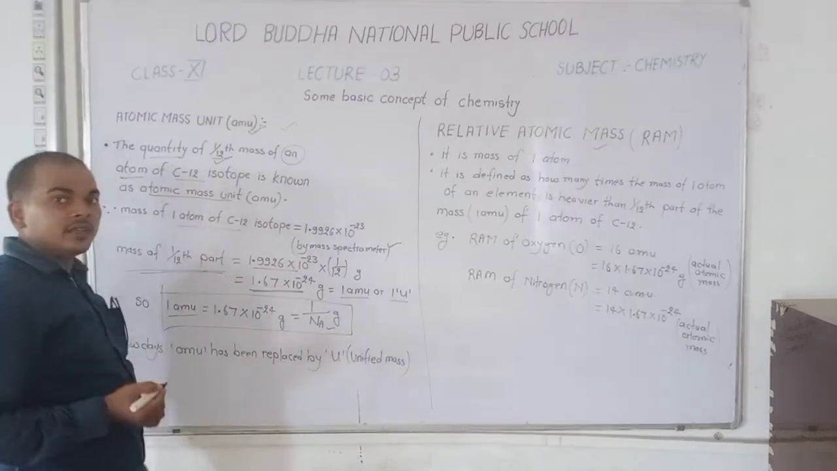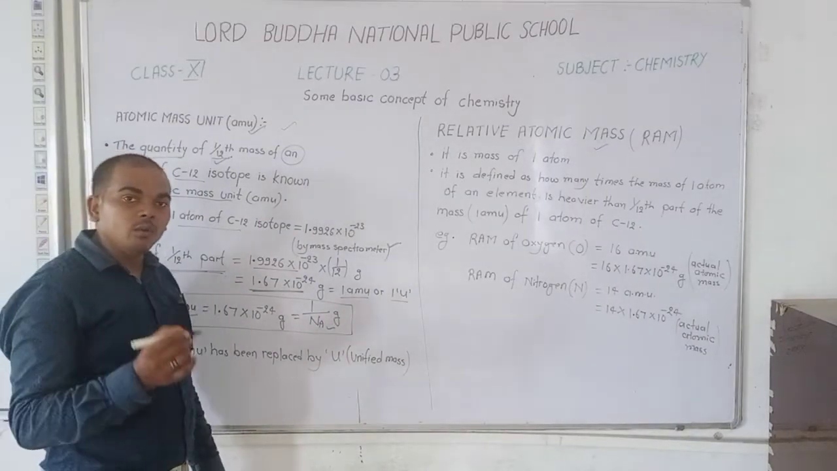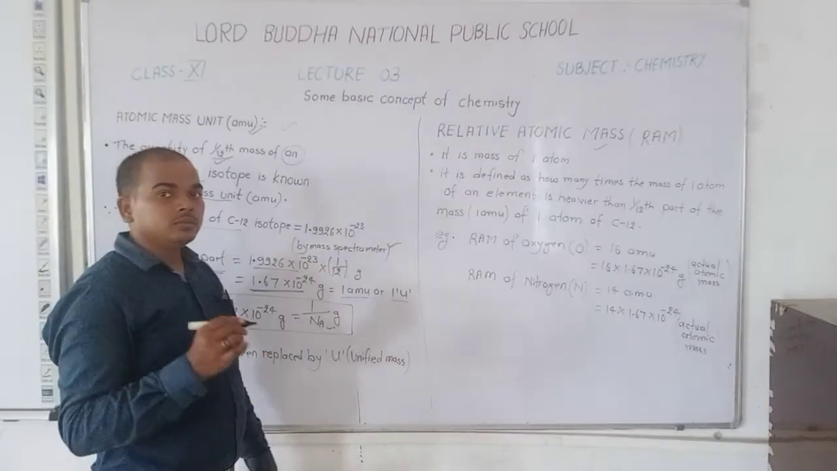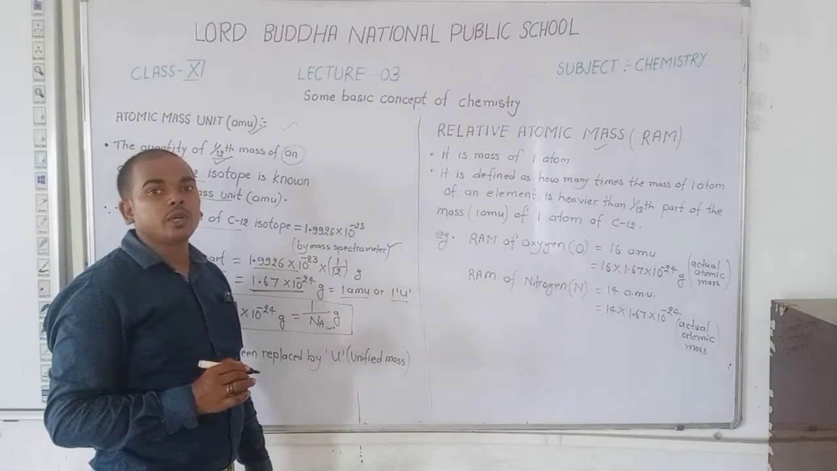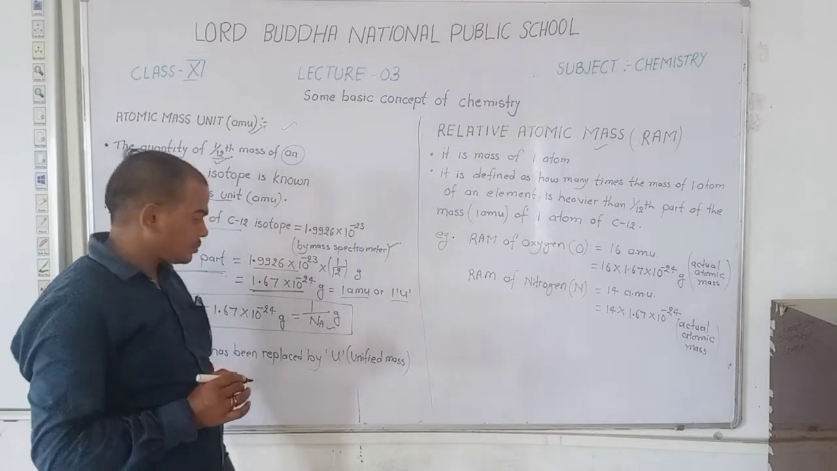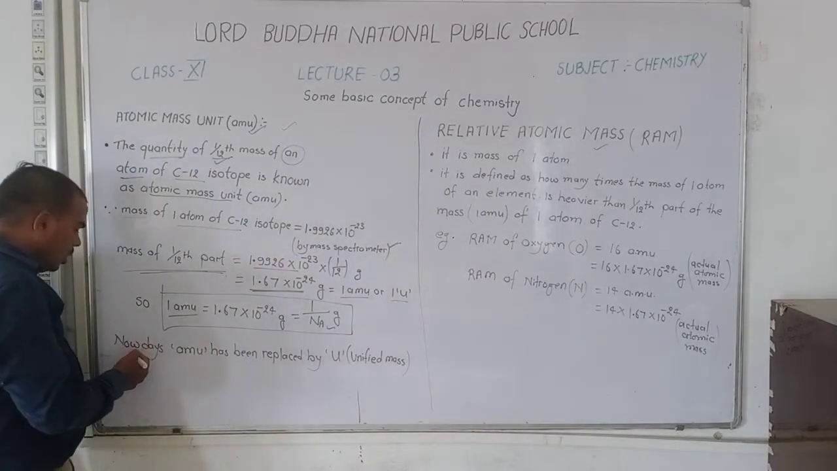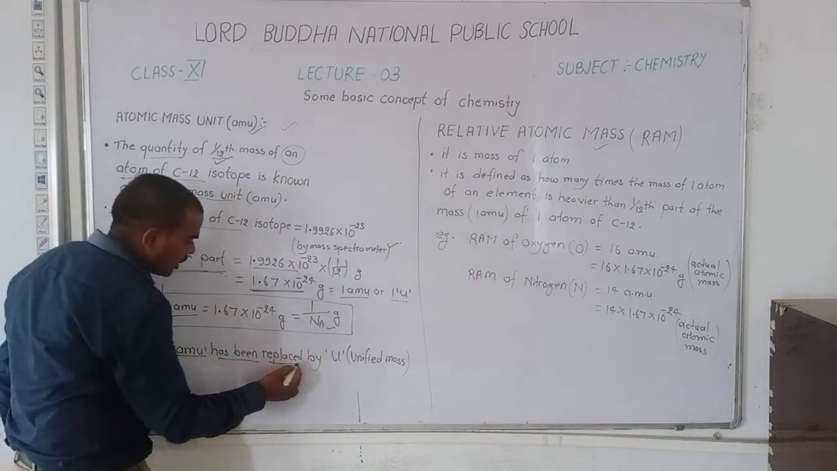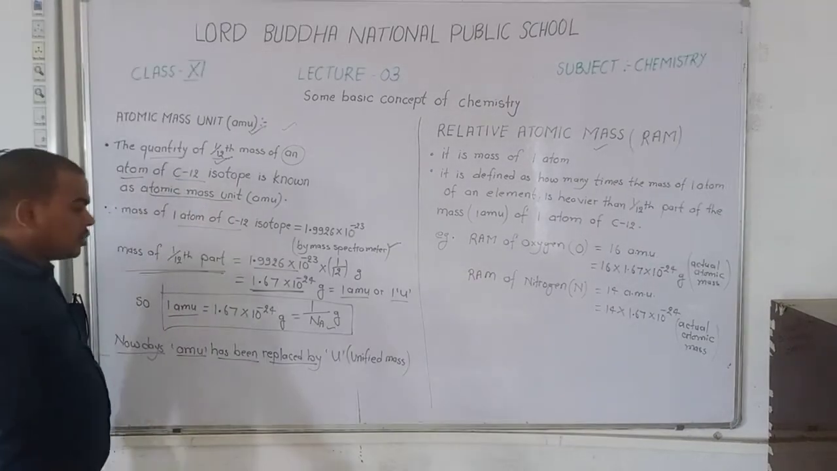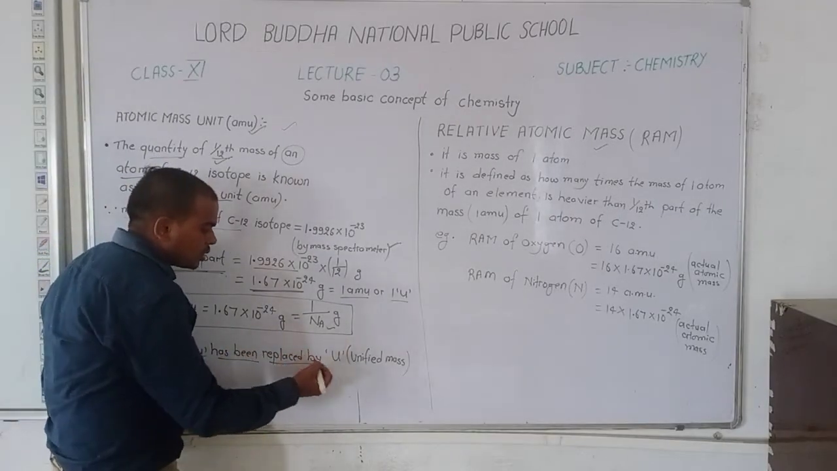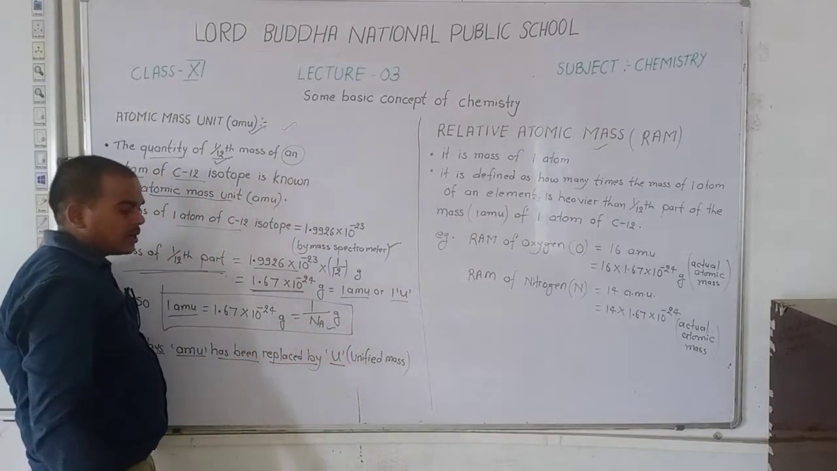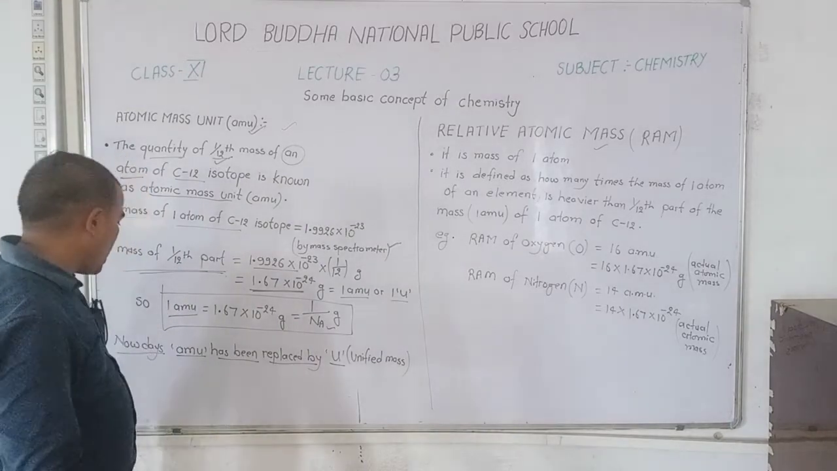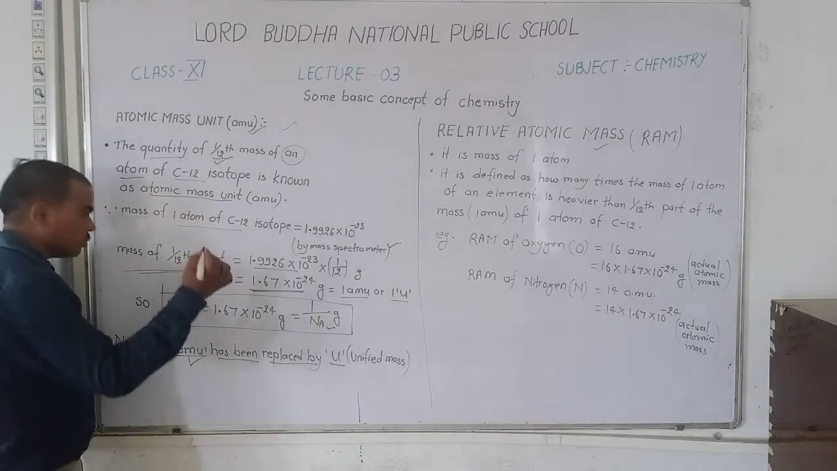Here Na is the Avogadro number. The value of Na, the Avogadro number, is 6.022 into 10 power 23. Nowadays AMU has been replaced. Nowadays we use unified mass, represented by the symbol small u, in place of AMU.